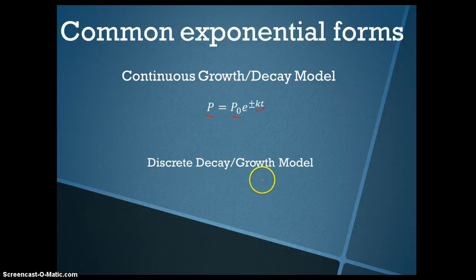Next, we also have the discrete growth decay model. Similar setup, where we have our final amount with our initial principal here, or our starting value. We have this inside, 1 plus r, where r equals our rate. And let's focus on the fact that the rate we have there is actually our annual rate.